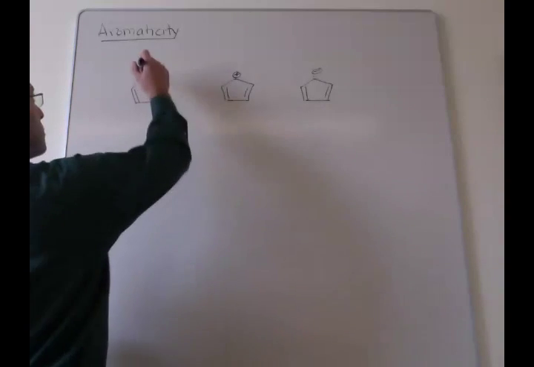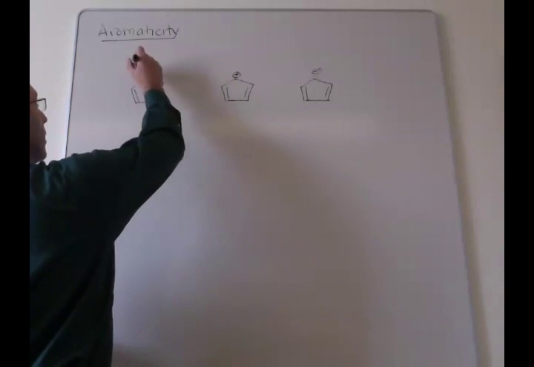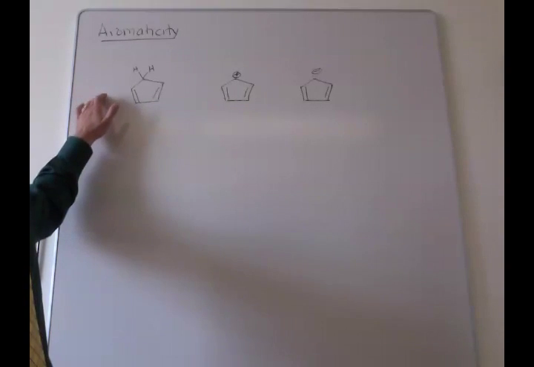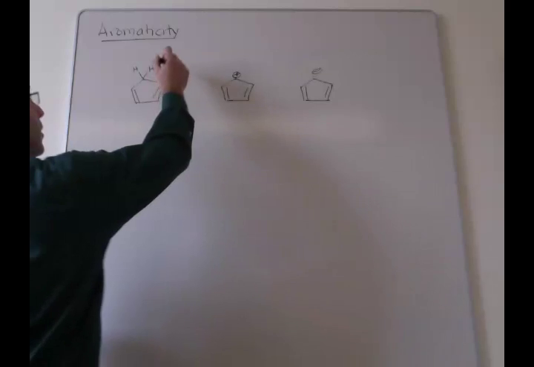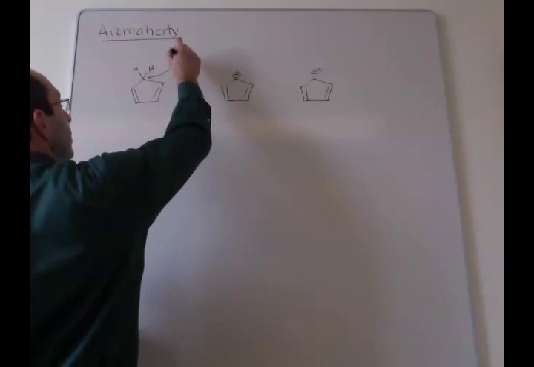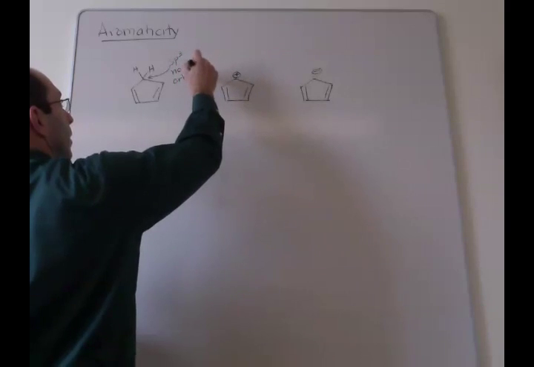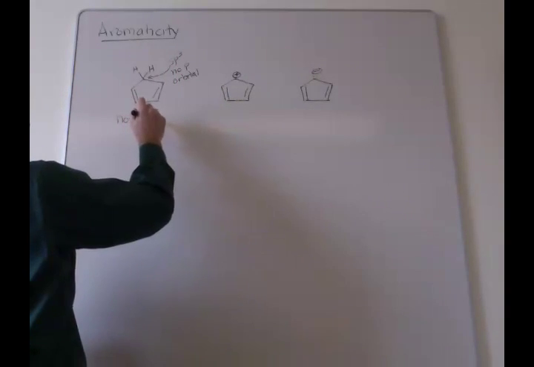And so if we look at the first one, and it's often helpful to put in the H's. If we look at this one, it's cyclic, it's probably planar, but there's not a p orbital at every atom, right? So if we look there, that's sp3 hybridized. There's no p orbital. So this one must be non-aromatic.